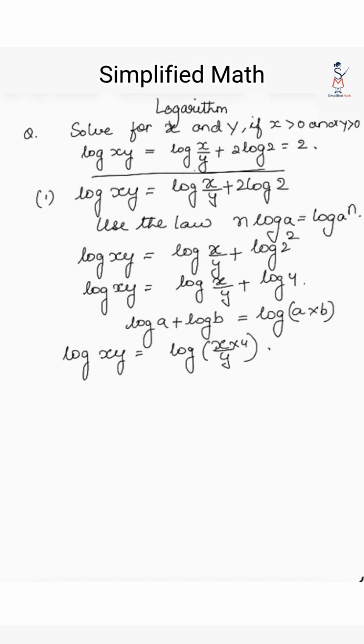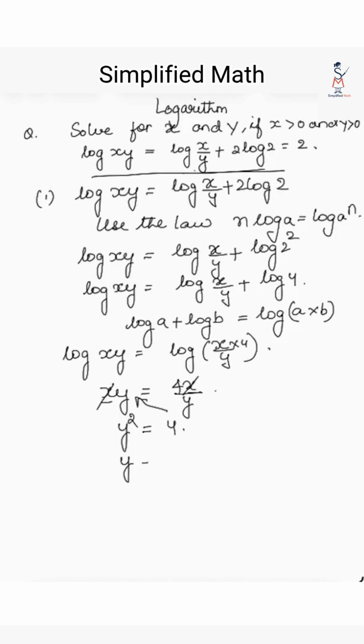Now both the sides have log, right? So this will become xy is equal to 4x by y, right? Now this side also x, this side also x. So x and x can get cancelled or bring x to the other side, whichever way you want to do. Y goes to the other side, it becomes y square is equal to 4. That means y square is equal to 4.